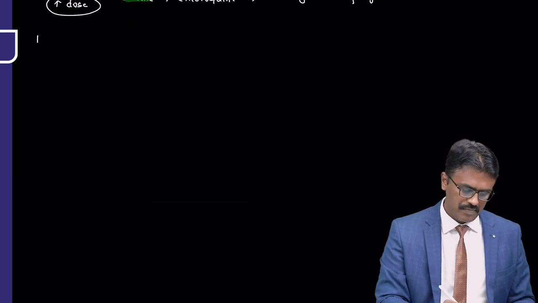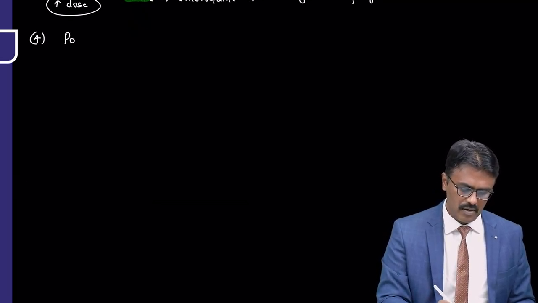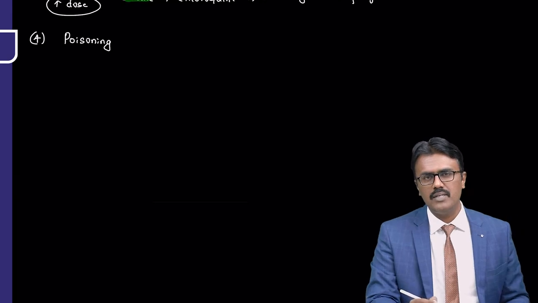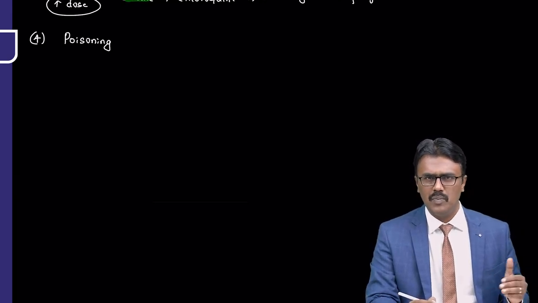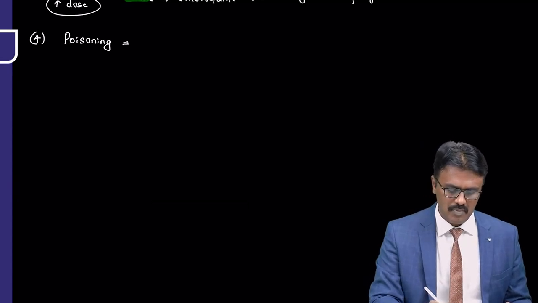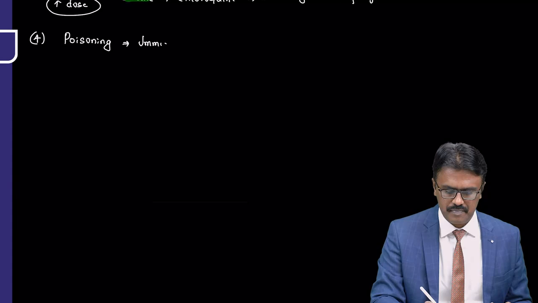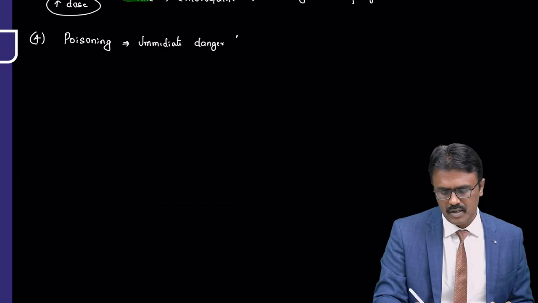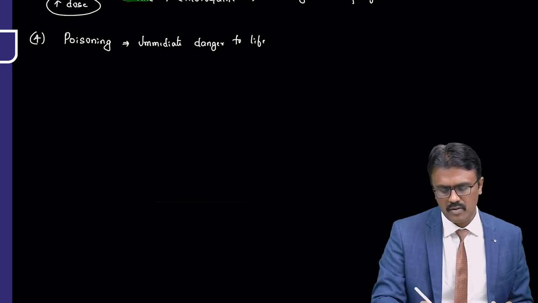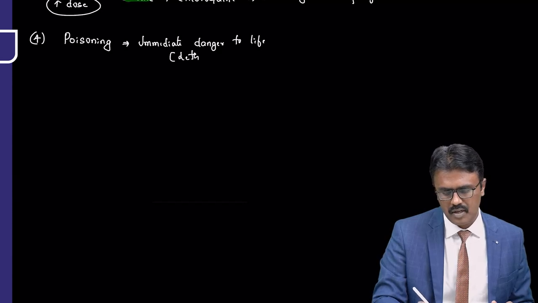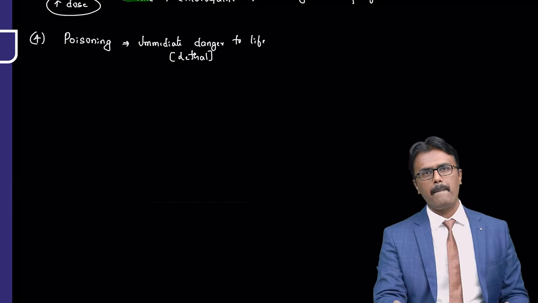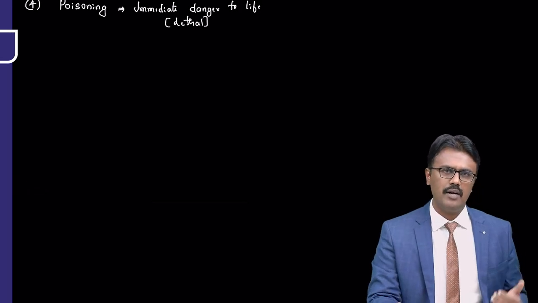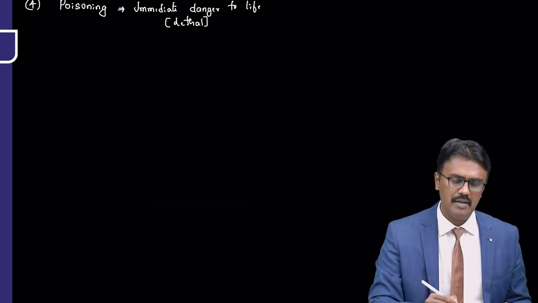Now, number 4, there is a concept called drug poisoning. What is the difference between toxicity and poisoning? Both look similar. Poisoning means patient has immediate danger to life, that is lethal. If you don't treat the patient, patient will die. So any poisoning, for example, organophosphate poisoning, there are certain basic principles.